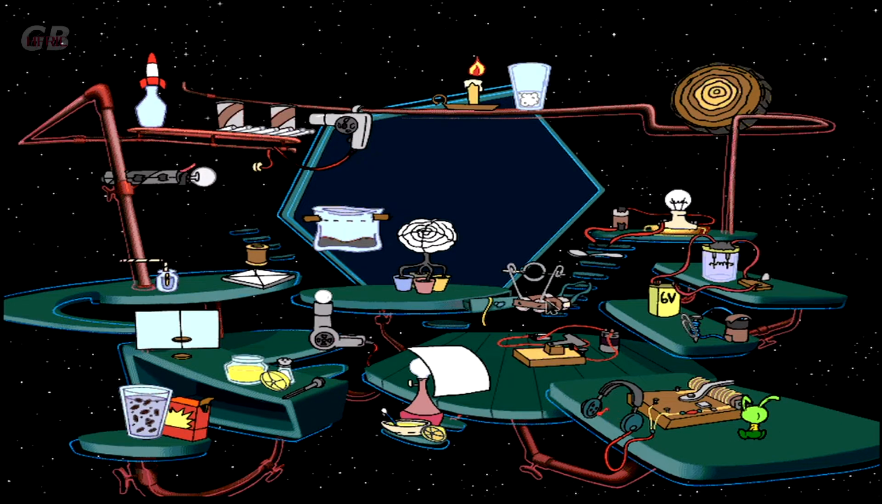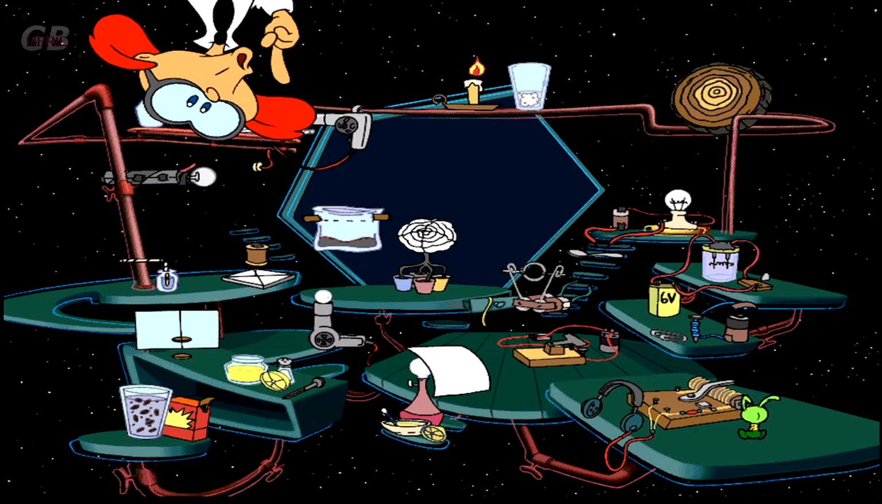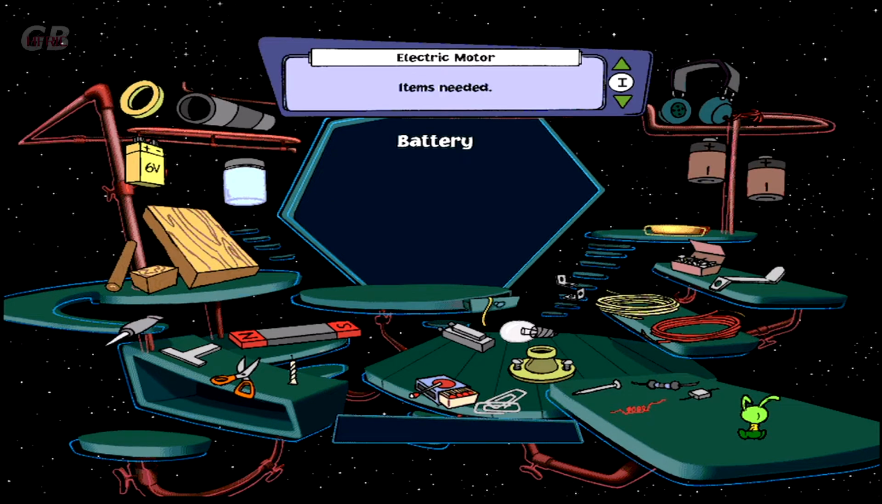Simple motor. The electric motor, this is very energizing. You'll need a battery, some wire, 2 paper clips, a small bar magnet, and some tape. Wrap the wire around the battery 15 times. To do this, drag the wire to the battery in the center screen.